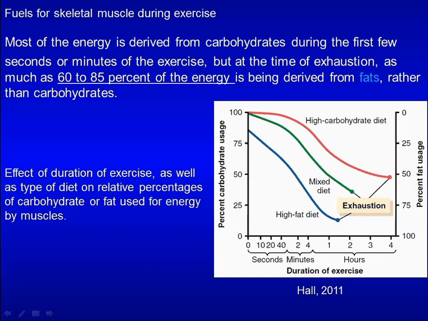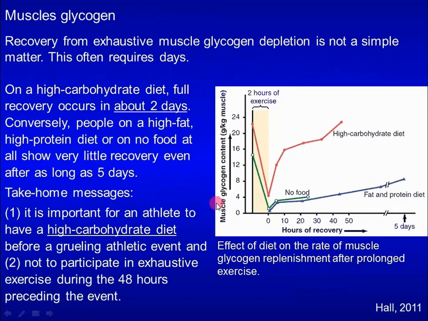At the beginning of exercise, most of the energy is derived from carbohydrate. But by the time of exhaustion, most of energy is derived from fat. This chart shows you glycogen levels before and after exercise. By the end of exhaustive exercise, the glycogen level is 0.